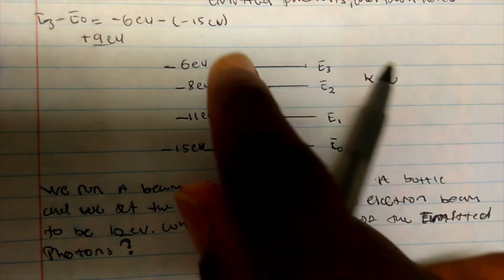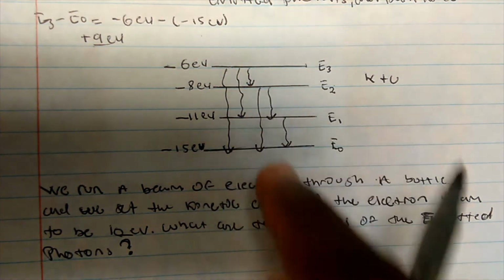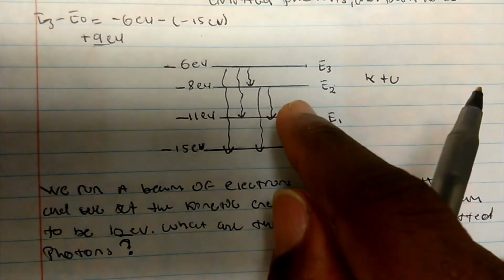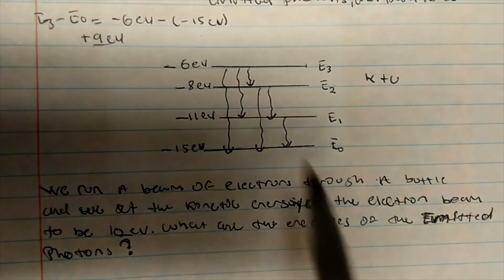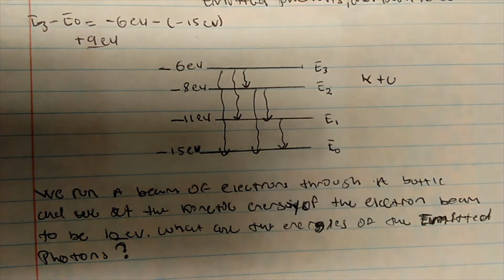Notice how I did it. Always have emissions going from the ground state to there, next line from there to there, next line from there to there, and then the last line is just 1. If I look at this in total, I have 1, 2, 3, 4, 5, 6. So I have 6 possible emissions.